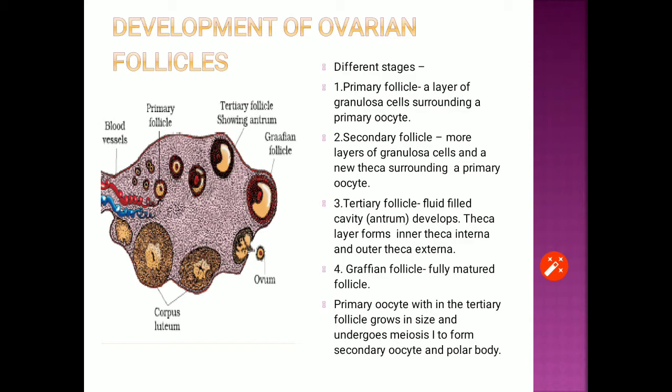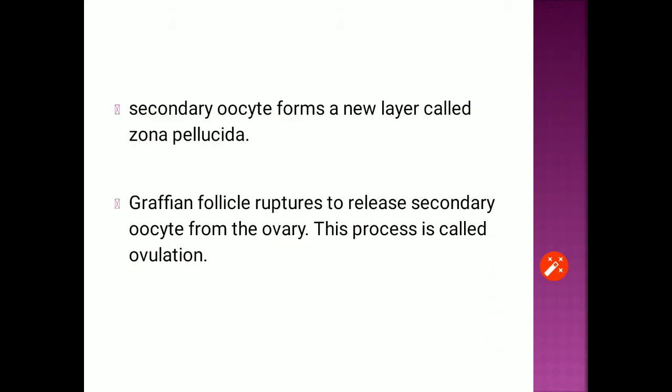The primary oocyte within the tertiary follicle grows in size and undergoes meiosis I to form the secondary oocyte and polar body. The secondary oocyte forms a new layer called the zona pellucida. The Graafian follicle ruptures to release the secondary oocyte from the ovary. This process is called ovulation.